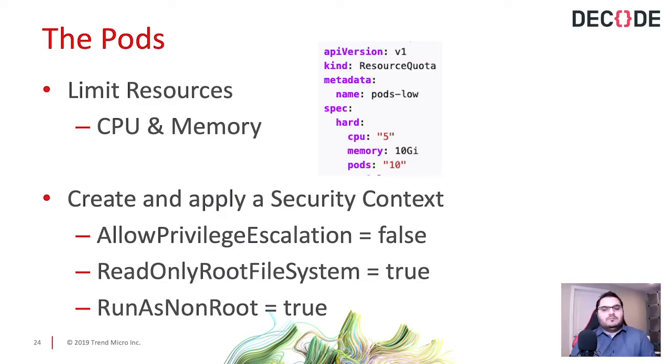Read-only root file system. So you should set that to true, because you don't want the root file system of your containers to be writable, right? So if someone can write there, then they can modify it, and that's an issue. And runs as non-root. So set that to true, because you don't want your pods or containers running as the root user, right? Because if someone compromises that, basically it's easier for them to break out of the container.